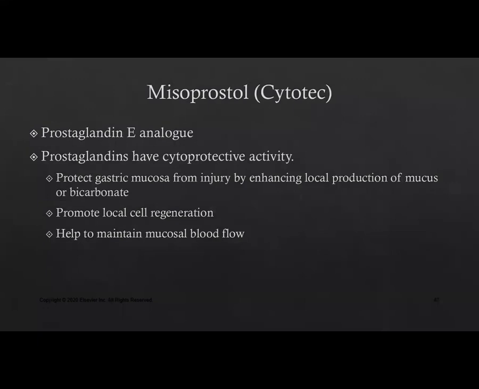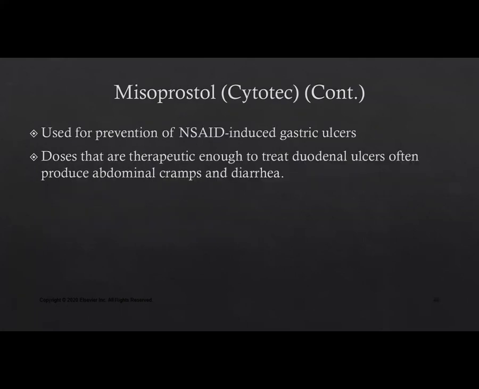Your prostaglandin E analog. So this is your misoprostol. We've talked about this one before, so this should be a refresher. Prostaglandins have cytoprotective activity. These protect gastric mucosa from injury by enhancing local production of mucus or bicarbonate, promoting local cell regeneration, and helping to maintain mucosal blood flow. So that's how misoprostol works. We usually use it for the prevention of NSAID-induced gastric ulcers. Doses that are therapeutic enough to treat duodenal ulcers often produce abdominal cramps and diarrhea. So these are usually used more for that prevention.